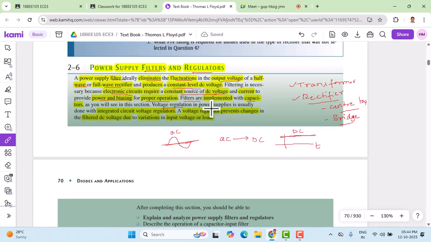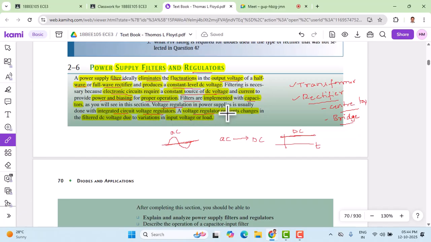Even the filter output is not 100% DC. We need to use regulators. But regulators are available in integrated circuit form, in IC form, as voltage regulators. One can prefer, depending on the output DC voltage we need, you can select the integrated circuit.